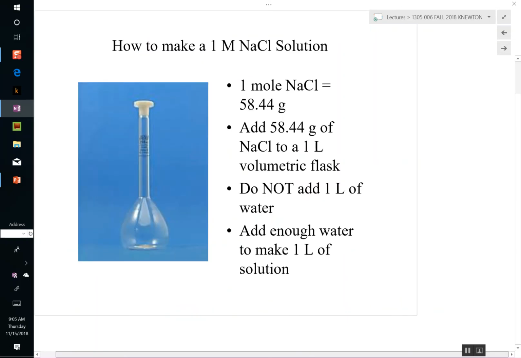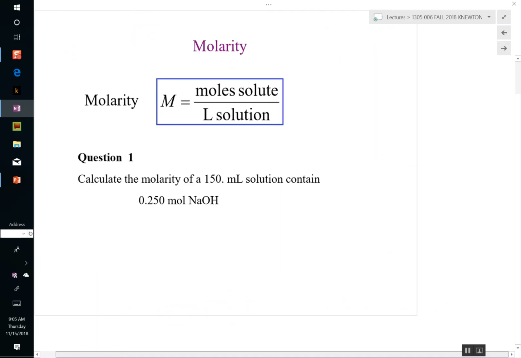All right, let's look through this and cover molarity. So this is what I've been talking about. There's your volumetric flask, 58.44 grams of sodium chloride in there, and then fill it up with water. Calculate the molarity of a 150 milliliter solution containing 0.250 moles of sodium hydroxide.